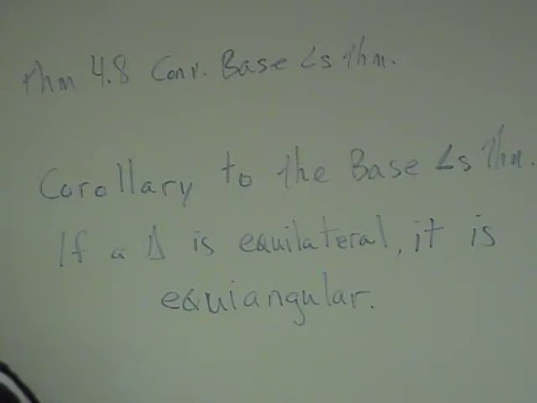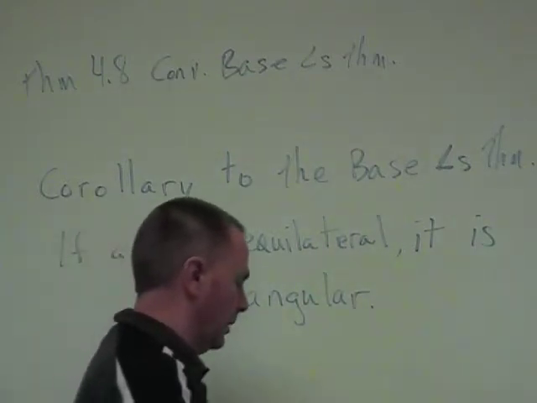What do you think the converse of the corollary to the base angles theorem says? If a triangle is equiangular, then it's equilateral. So given three angles being congruent in a triangle, you know the sides are congruent to each other. Okay? Any problems? All right, so let's put that to use in some examples.